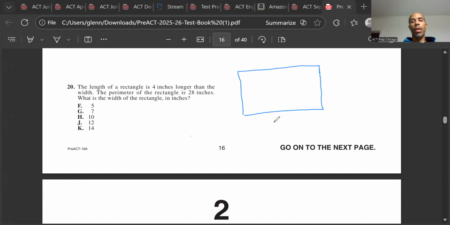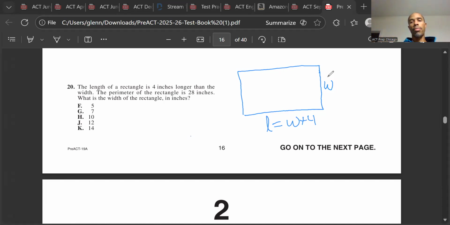And so I would say, and then you can write this as an expression too. You can say the length is what, 4 inches longer than the width, which means when we do the width, we add 4. And then this would be the width, right? So we express both of those in terms of width if we wanted to. The perimeter of the rectangle is 28 inches. What is the width of the rectangle in inches?